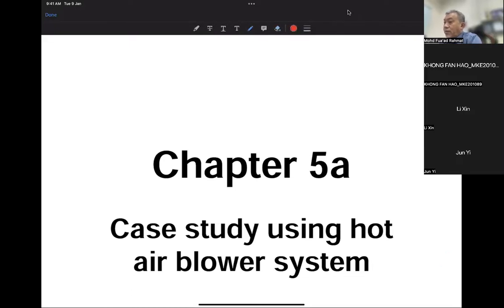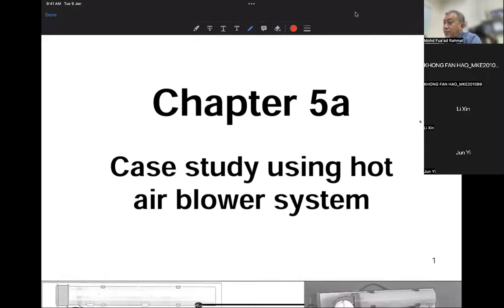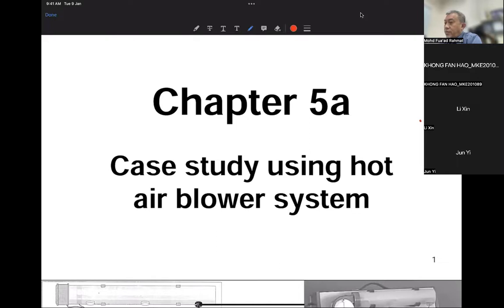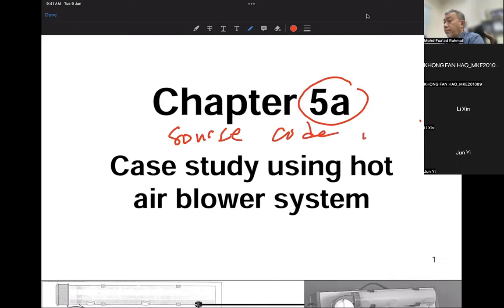Right, okay, so now we move to the final chapter of the subject, which is chapter 5. Chapter 5 is mostly a lot of case study. We'll discuss together how to construct the model from the experimental base. Chapters 5A and 5B are about the same case study, but 5A is more towards source code in MATLAB, while chapter 5B is more towards object oriented in MATLAB.